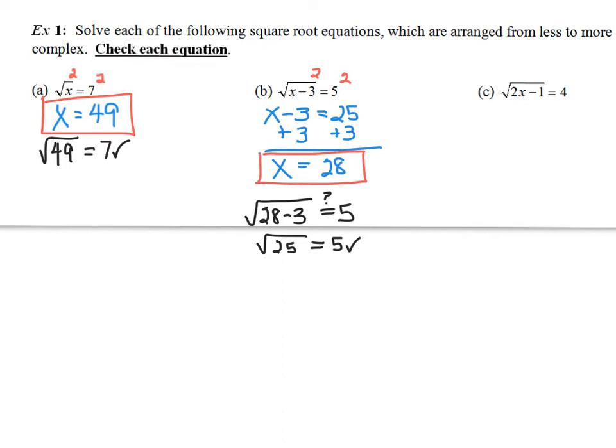Sometimes you'll hear me talk about it as a radical equation. Other times we call it a square root equation. A radical can be any root, but a square root specifically has a root index of 2.